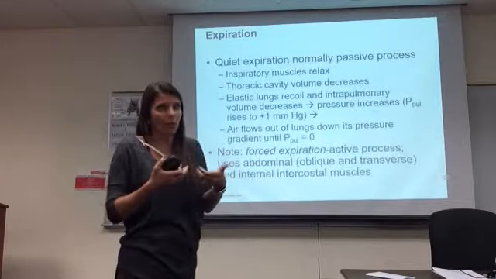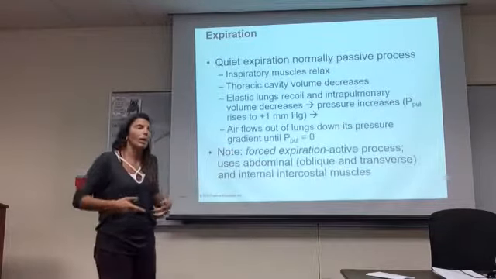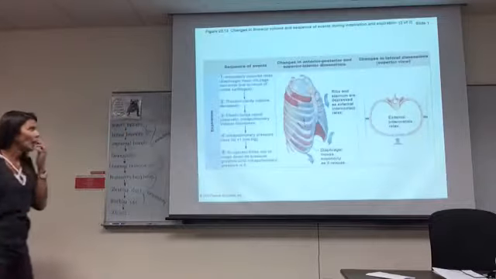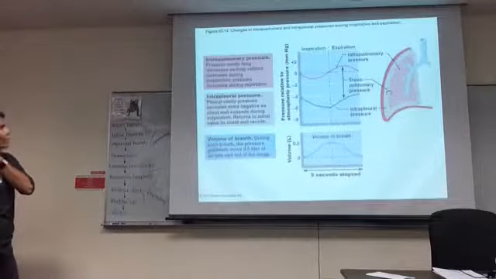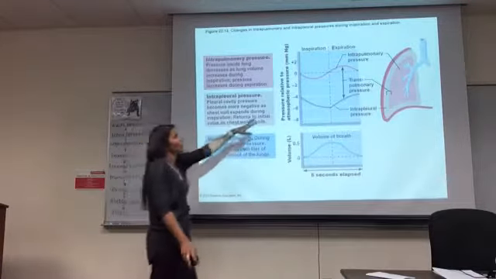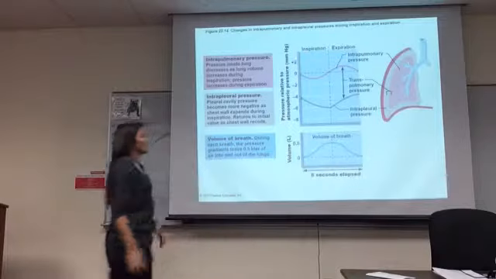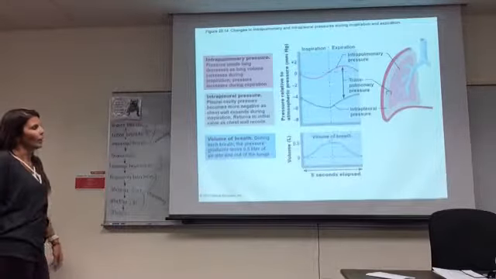Okay? Forced expiration is a very active process, and when you force air out, you use your abdominal muscles to do that, and it mentions that here. Okay, so diagram for expiration. This is showing you the difference in inspiration versus expiration, okay? And showing you the differences in the pressure, showing you where it's measuring, pointing over there.